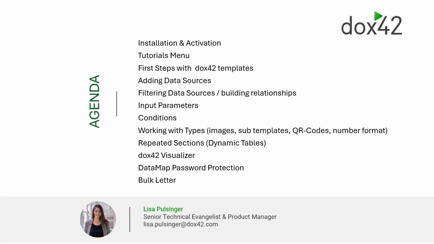What we will cover today: we will go through the installation and activation. We will have a look at the tutorials menu, and then we will have a look at the first steps with dox42 templates. You will learn how to add your first data sources, how to filter data sources and how to build relationships of one another, how to set up input parameters. You will get to know conditions, how to work with types, so how to insert images, sub-templates, QR codes, number formats, and more.